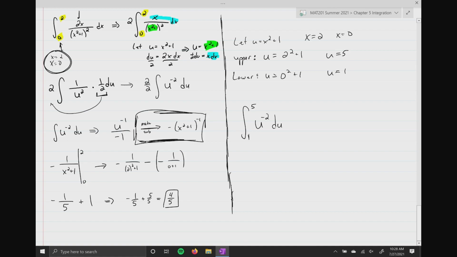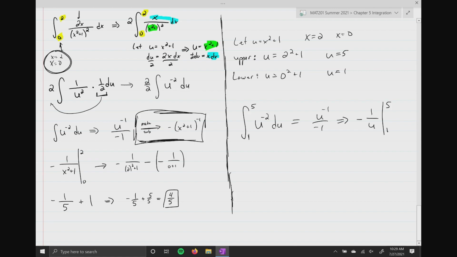So now you have new limits of integration, but now they're for the letter u, not for the letter x anymore. Now watch what happens here. We know this is going to equal u to the negative 1 over negative 1, which, if we wrote this out nice and neat, this is going to be negative 1 over u evaluated between 1 and 5.